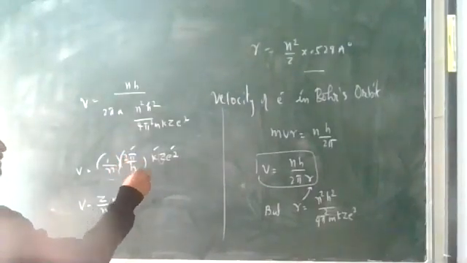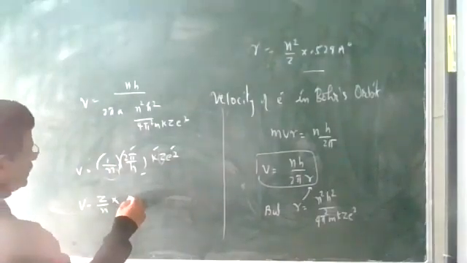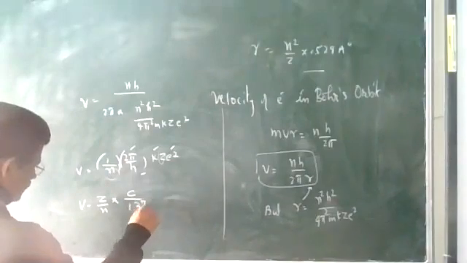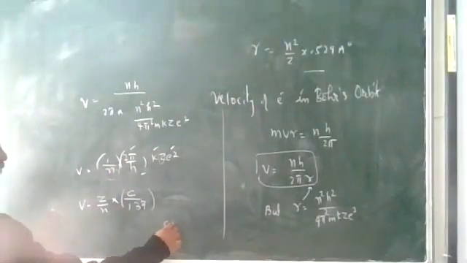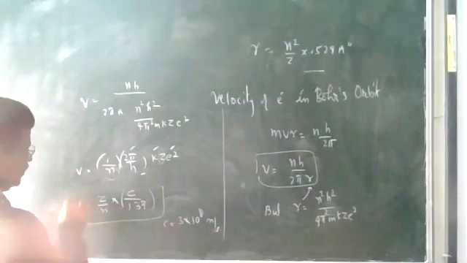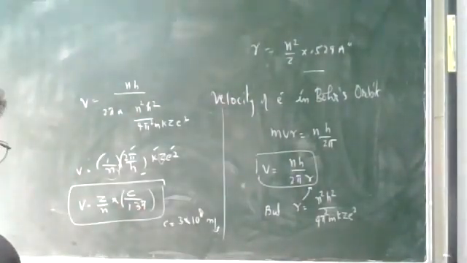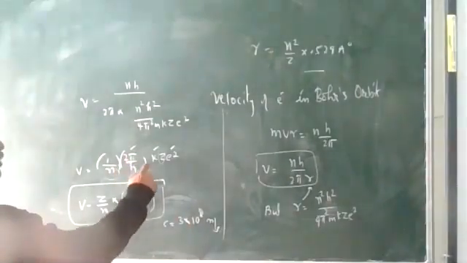So Z by n. When you calculate 2 pi by h, k e square, we get this value as c, the velocity of light, upon 137, where c stands for 3 into 10 to the power 8. So this is the general equation for calculating the velocity of any particular electron in an orbit: V equal to Z by n into c upon 137.